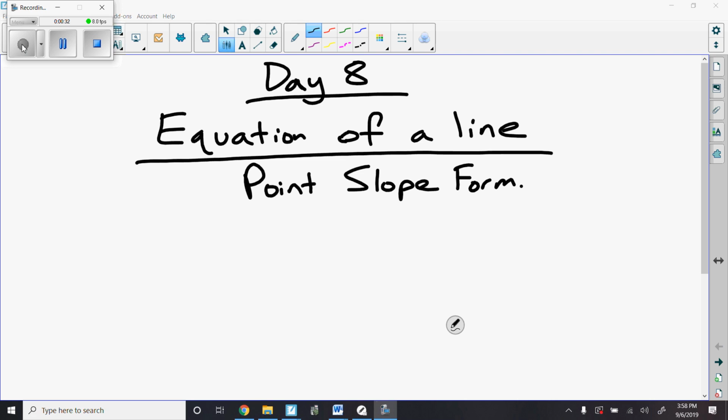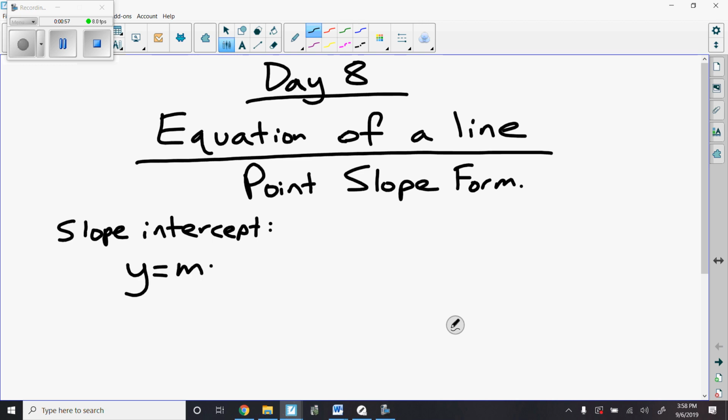So when you first learned how to write equations of lines, probably in 7th or 8th grade, you used the form y equals mx plus b, right? So that's called slope-intercept form, where m was your slope, the slope of the line, and b was the y-intercept.